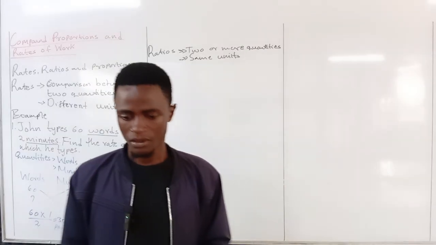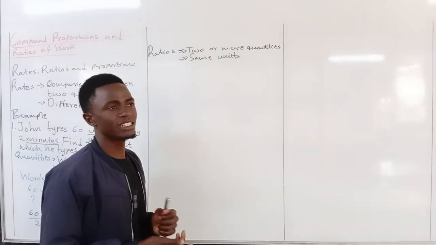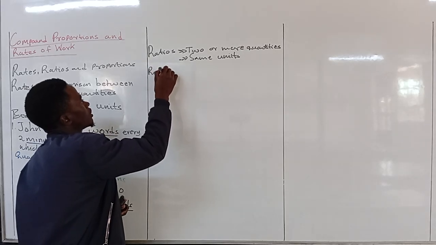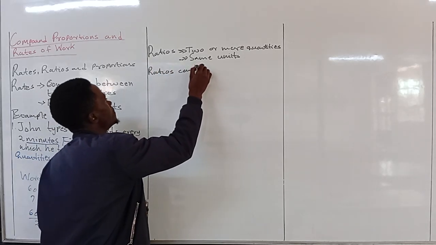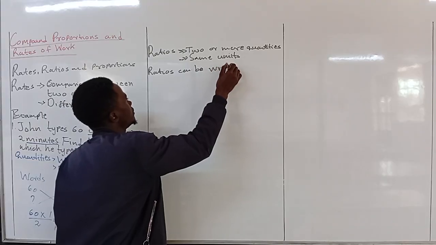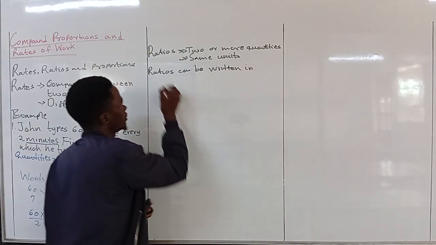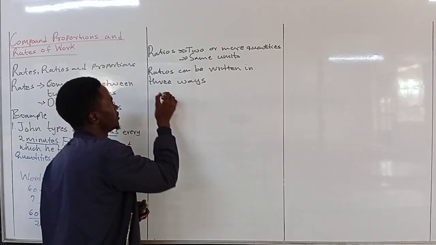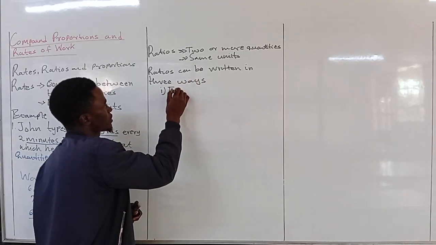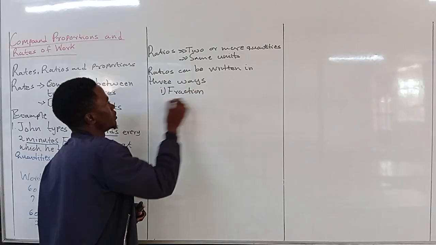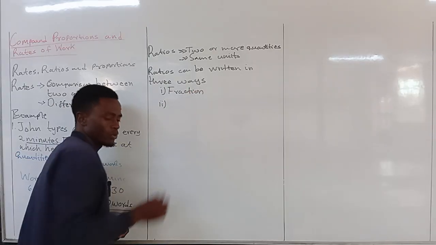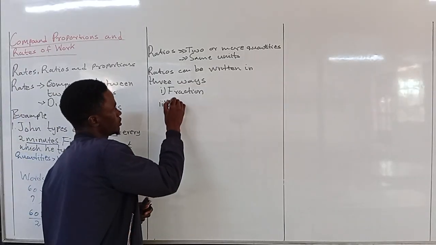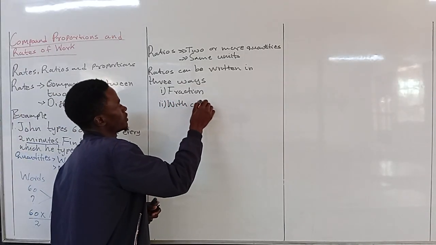So in this case, our ratios can be written in 3 ways. Number 1, as a fraction. Number 2, you can also write it with a colon, that is a separation.